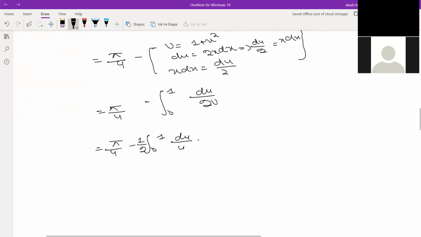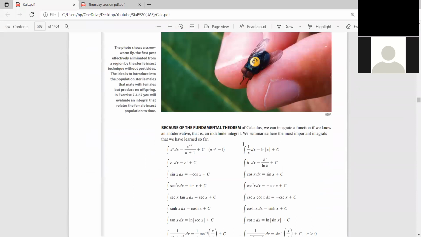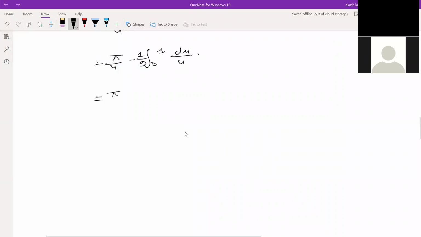Okay, now let's get back to the book and find out the integral of 1 over u. The integral of 1 over x dx is equal to ln x plus c. So again, we have 1 over u du, and we have to take the integral of it. So our formula becomes ln u plus c. Minus half ln u.